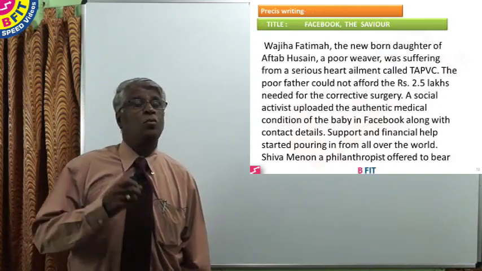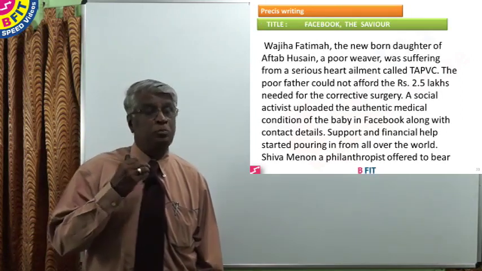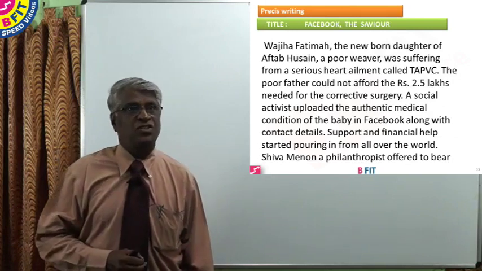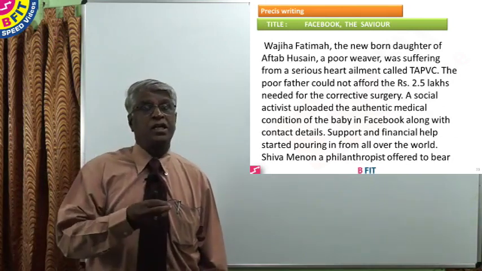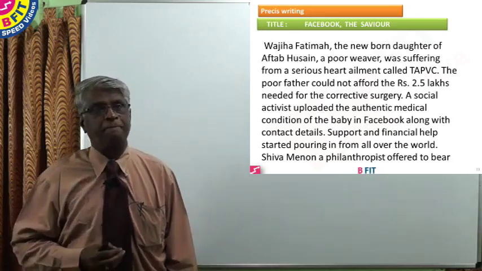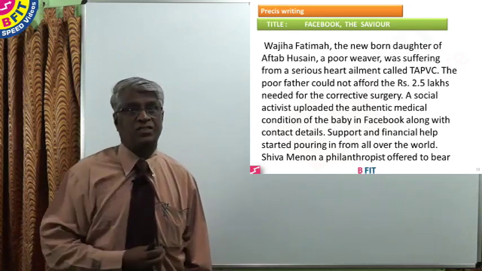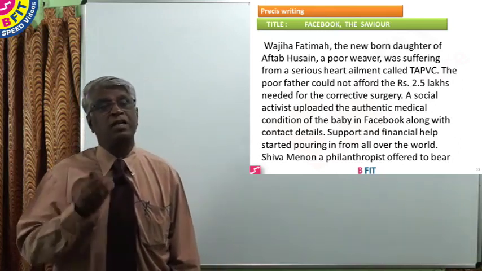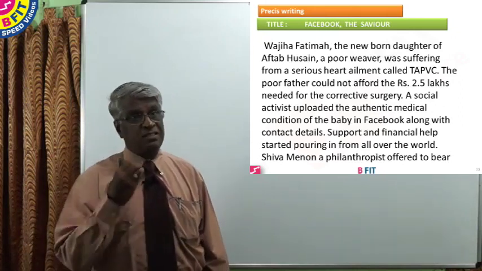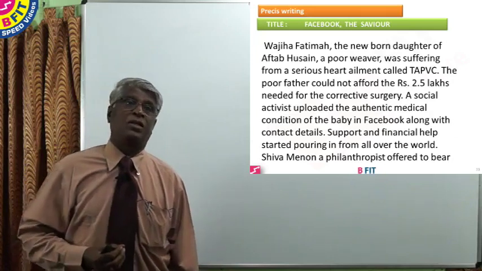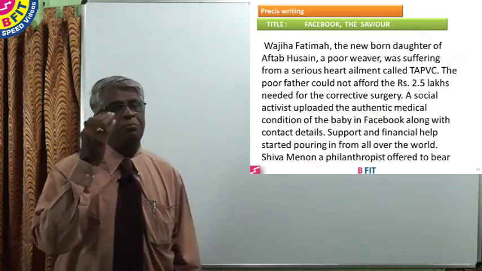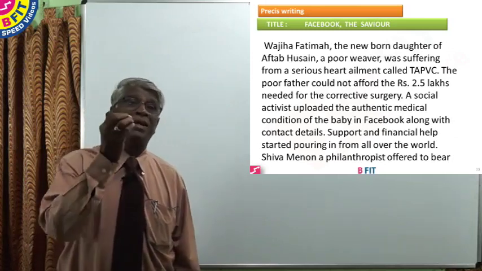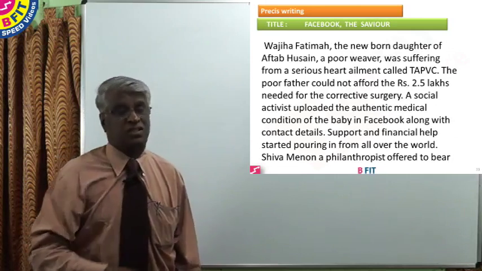Now, based on what you have understood in the passage, you may have to present your own précis, which should be within 1/3 of the given passage, which is 405 words. And initially, you must give a title to your précis. The title should reflect the content of the passage. Since this passage talks about how the social media, Facebook, came to the rescue of a poor girl, therefore, the suggested topic title for this précis is Facebook the Savior. The précis that you are going to see now and the title are merely suggestive. You can make a better title than this and make a better précis of this.